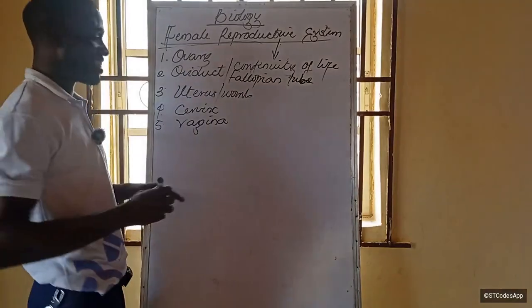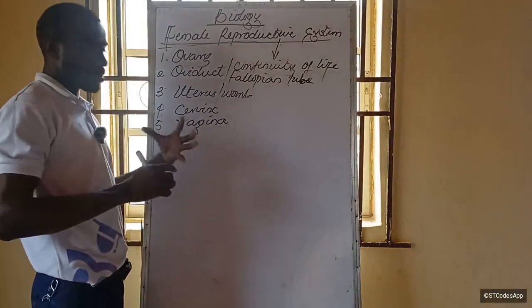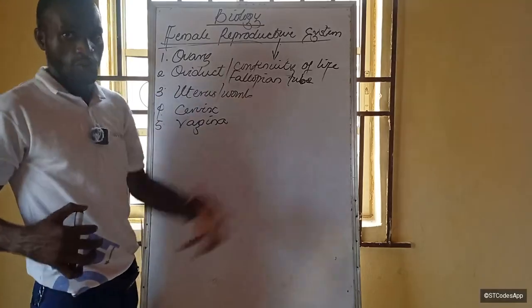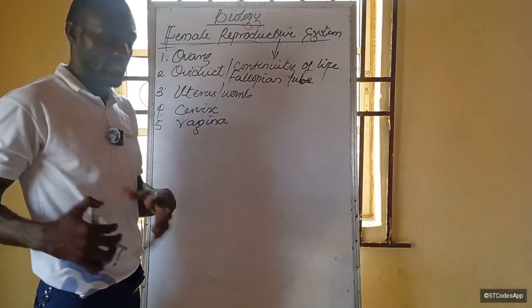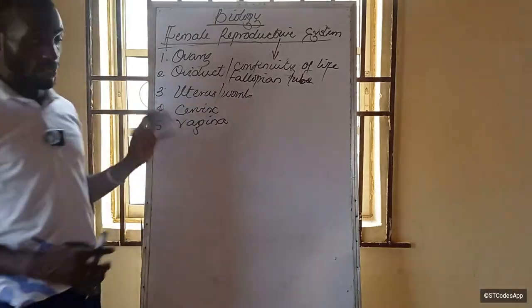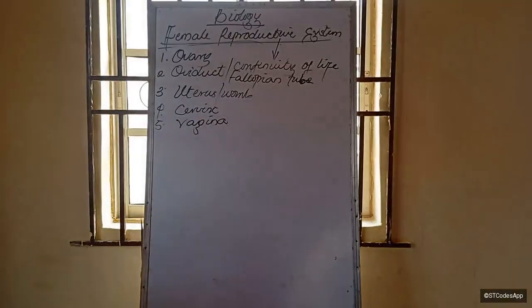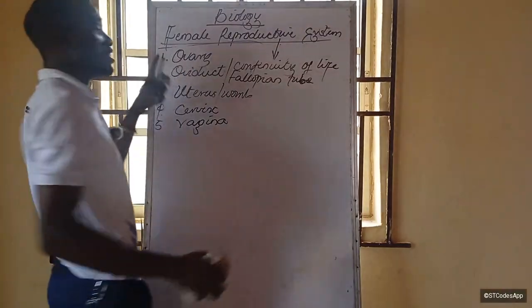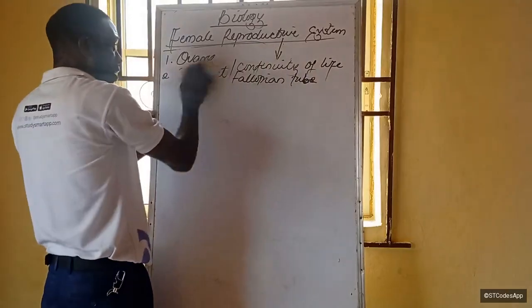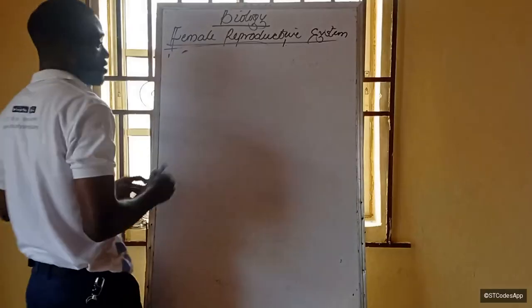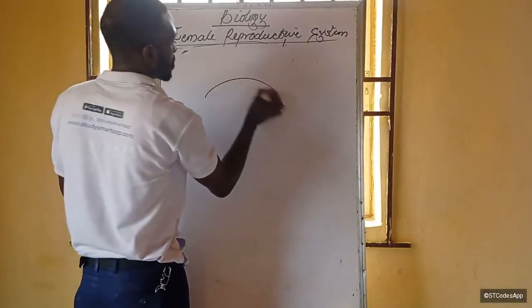Now the vagina is the outermost part of that reproductive system. It's the one that is closest to the outside. So that's the vagina. If you are asked to draw the female reproductive system, these 5 components must be there. Now, quickly, let me draw a female reproductive system and show you the functions of these organs and where they are in that structure. So the female reproductive system typically looks like this.